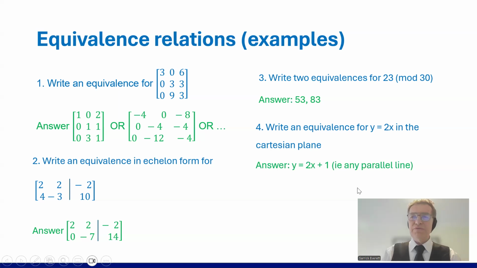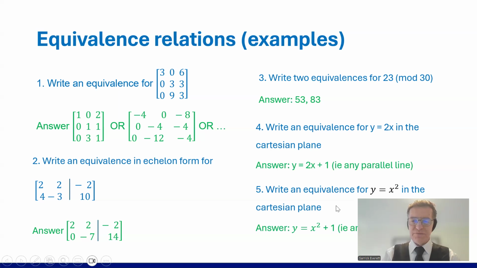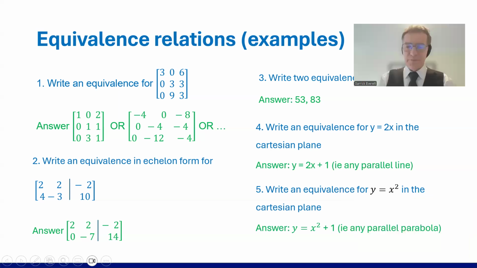Okay, next one. Write an equivalence for y equals x squared in the Cartesian plane. And y equals x squared is a parabola. So what we could do is we could have y equals x squared plus 1. Again, it's a parallel parabola where everything's the same. So this is obviously moving the vertex up 1. What if we move the vertex to the side? So then you could have y equals, for example, x minus 2 squared.